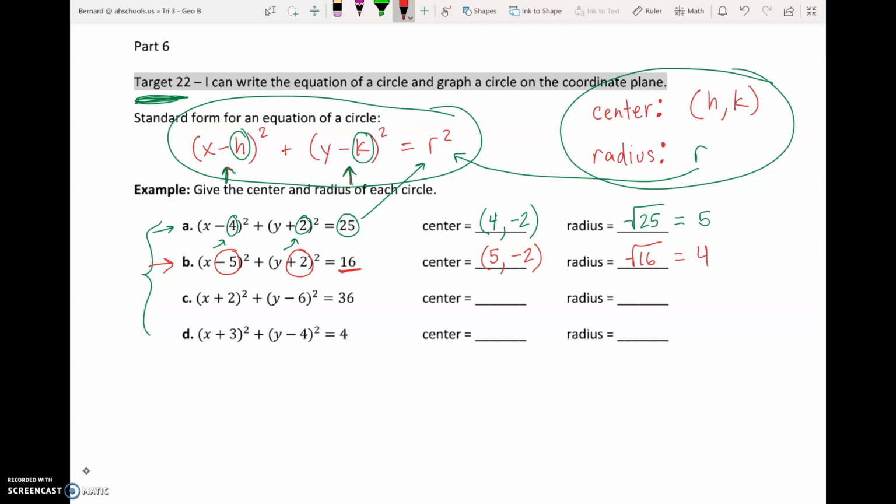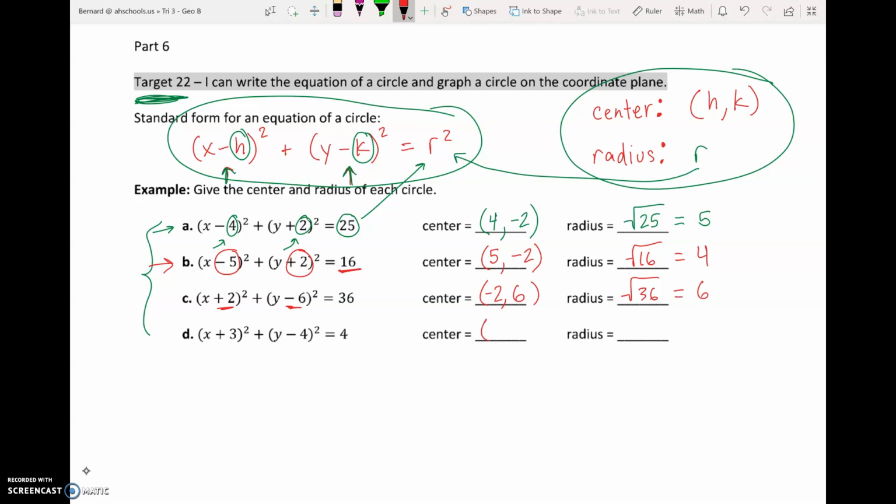Let's keep going. Center, remember, is the opposite of what we see in the x and the y parentheses. So we see a plus 2, so our center is at -2. We see a -6, so it's at +6. And then our radius is the square root of the number at the end. Square root of 36 is 6.